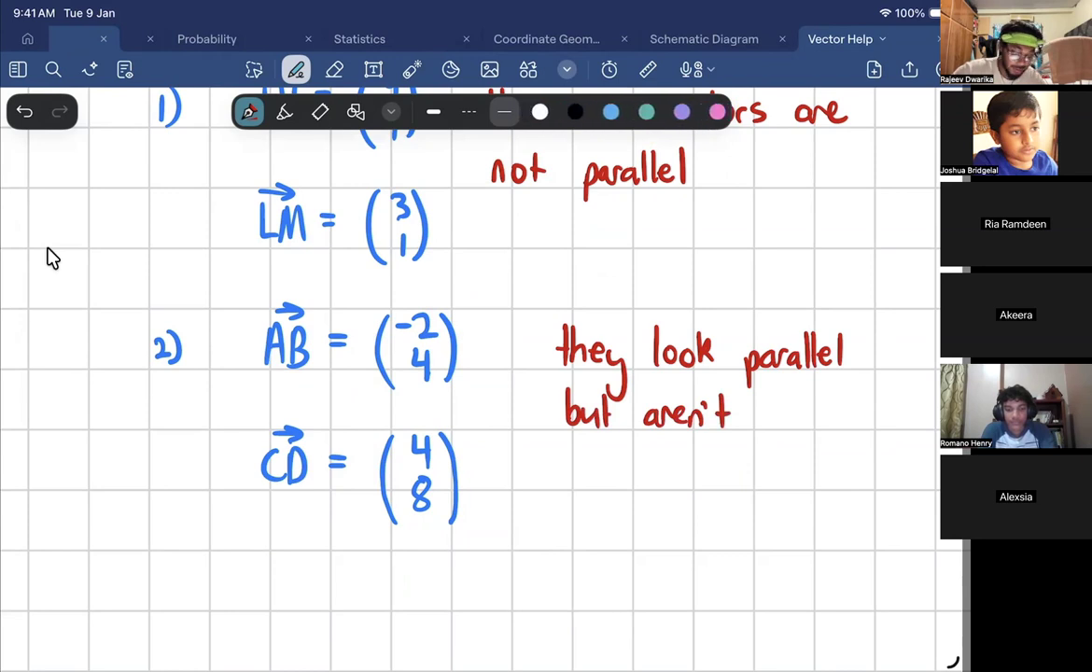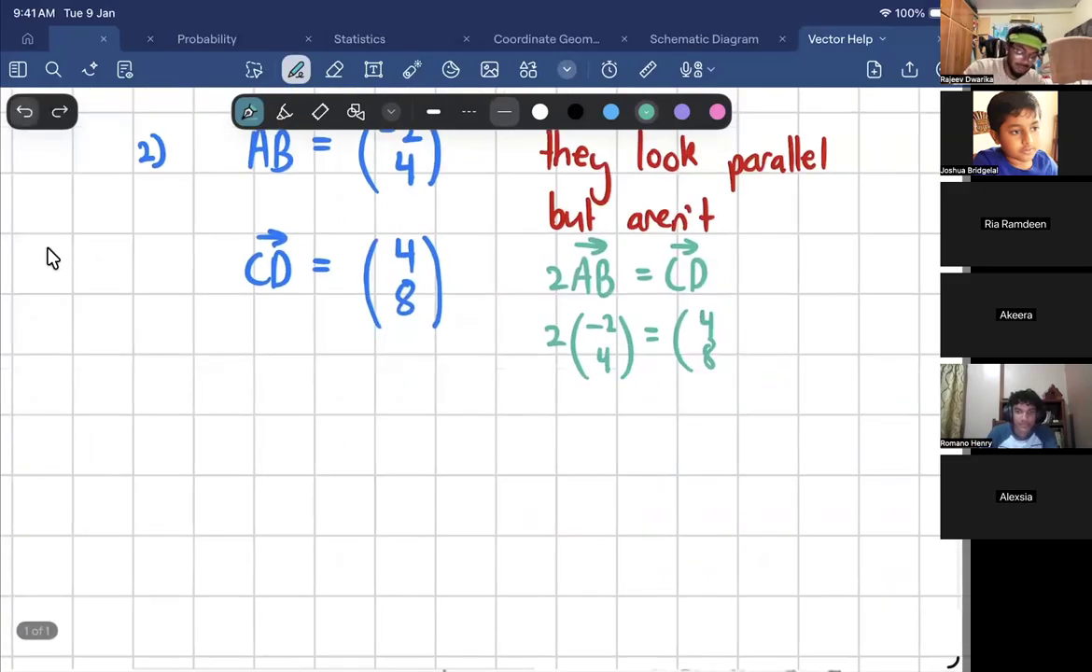And let me show you why. Check this out. Some people might be tempted to say 2AB is equal to CD. But if you go to say this, you're going to multiply 2 by negative 2, which is negative 4. Somebody tell me, where's 2 by negative 2? Negative 4. And 2 by 4 is? 8. Right.